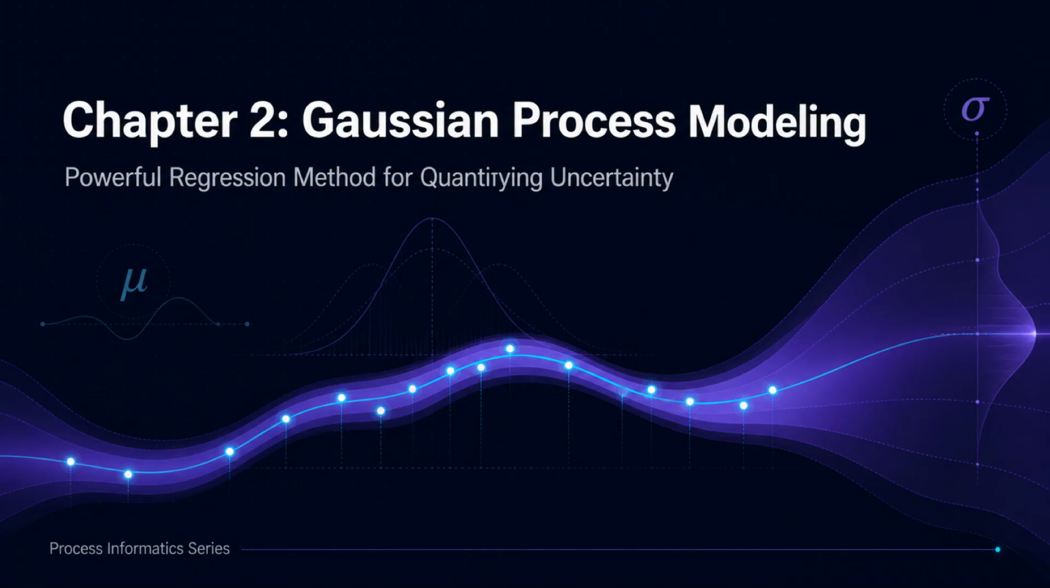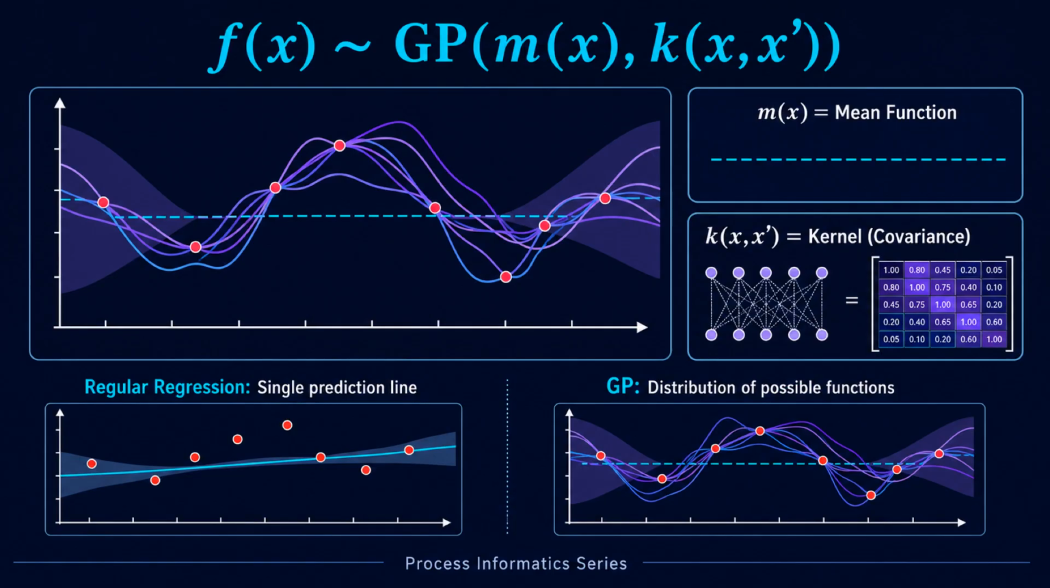1. A Gaussian process is a distribution over functions, completely defined by two components: a mean function and a covariance function, also called a kernel. The key equation shows that any function drawn from a GP is characterized by these two elements. Unlike regular regression, which gives us a single prediction line, a Gaussian process gives us a distribution of possible functions, all consistent with our observed data. This probabilistic view is what allows us to quantify uncertainty.